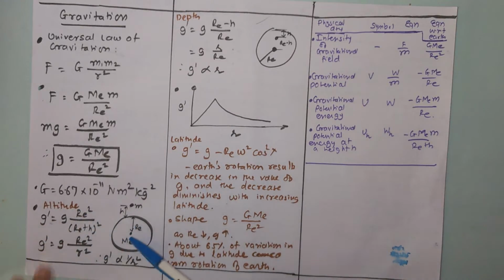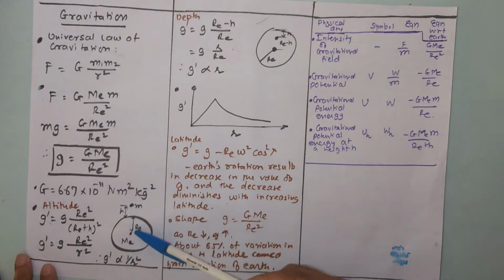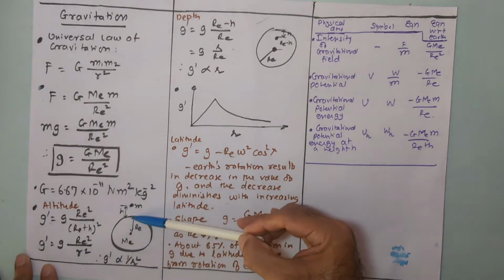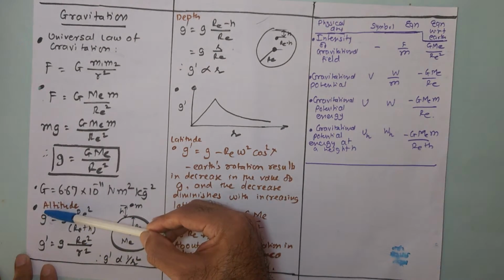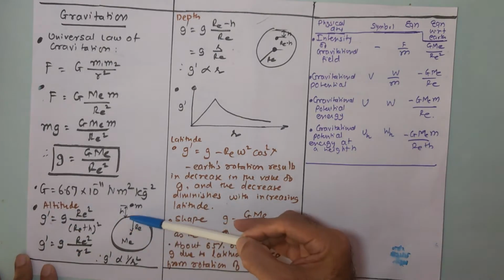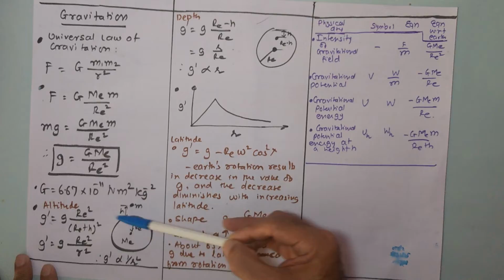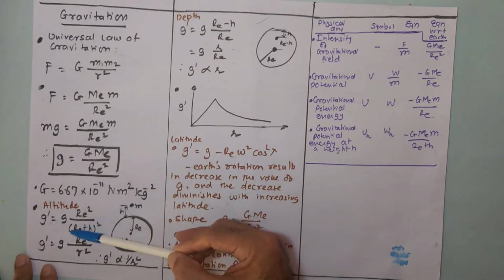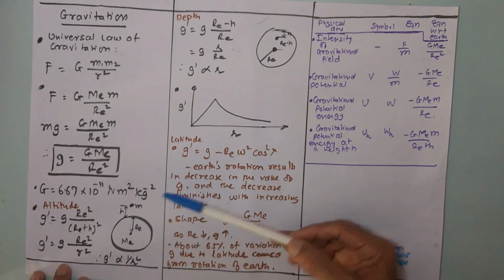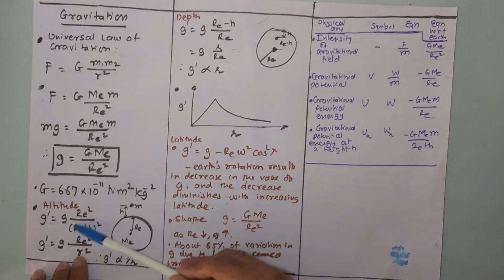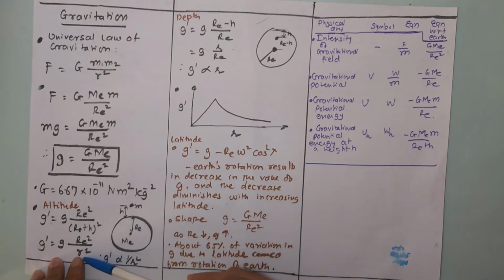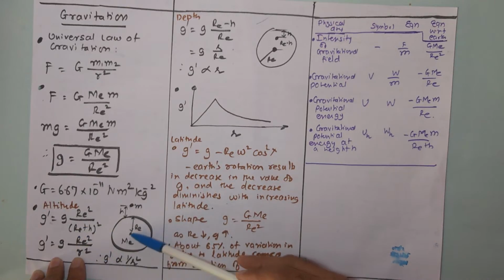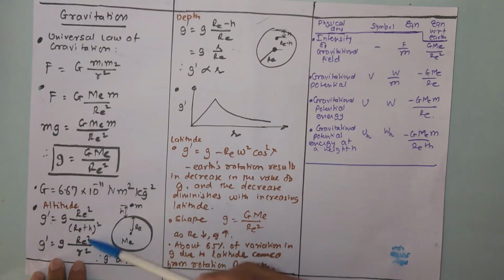I have not, of course, done the derivation over here, but I'm just revising the formulae. At height h, this would be g dash, the value of the acceleration due to gravity: g, the acceleration due to gravity on the surface of the Earth, multiplied by Re square upon Re plus h square. And instead of Re plus h, we can write Re plus small r, where small r represents the distance from the center of the Earth. So use this equation when an object is at a height h.